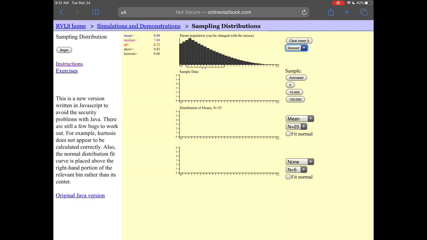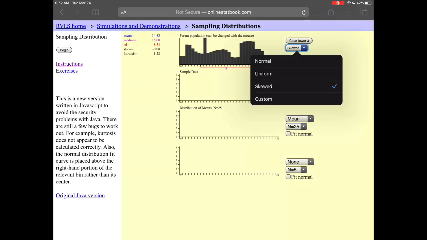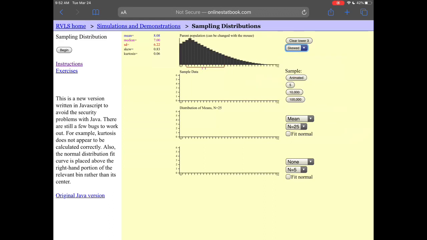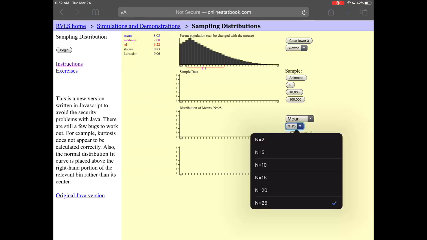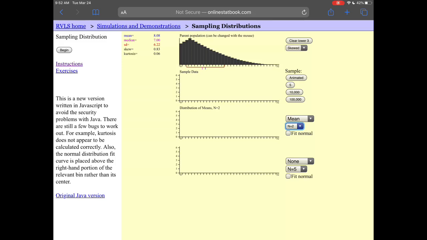But you can change this. If you just use your mouse, you can click and drag, and you can change this shape to whatever you want. So I'm just going to select skewed again, or actually uniform to clear that, and then go back to skewed. And now I have skewed right. So let's see. We need to set our sample size to 2, and then our number of samples to 10,000. And then we have some questions about the distribution of means graph that we just generated.